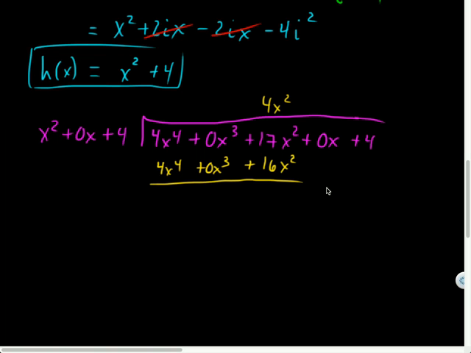Now I can subtract. These cancel. Those cancel if you want them to. I don't know what you want to think of 0 plus 0 or 0 minus 0. Cancels, I guess. And 17 minus 16 is 1x squared. Right? Then I can bring down the aux if I want to.